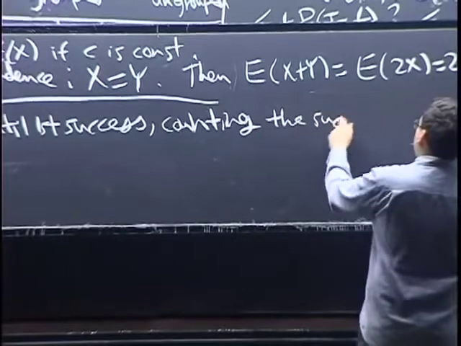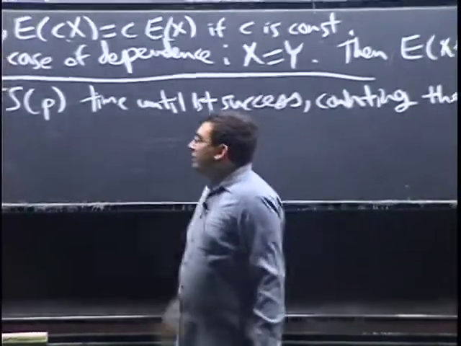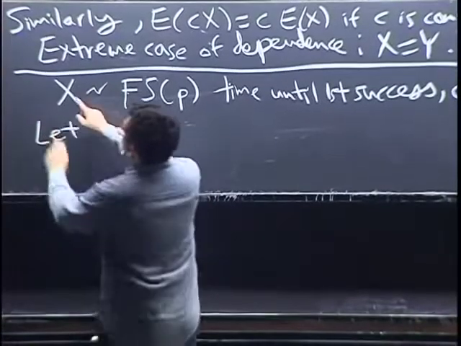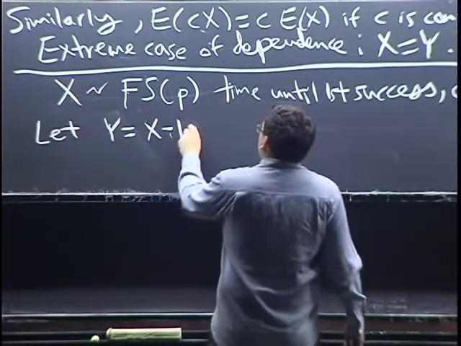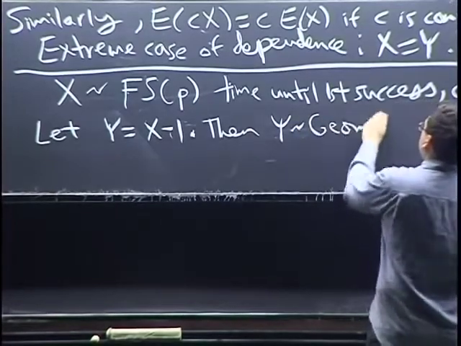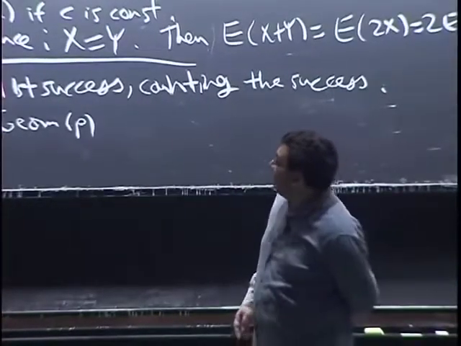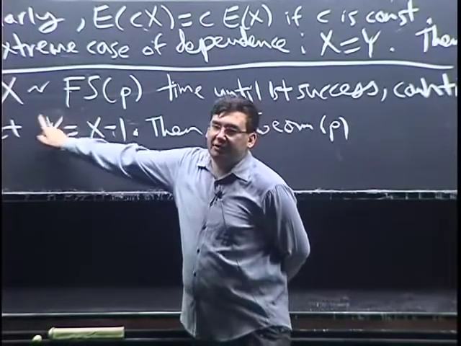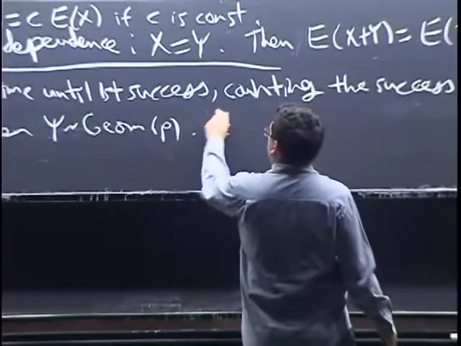That's first success. Okay? If we wanted to deal with this problem, we don't need to go through a whole new theory and everything. All we have to do is let y equal x minus 1, right? Then, by our definition, y is geometric p. I subtracted 1 just because I don't want to count the success, that's all. And so then it's easy to relate the two PMFs, right? Because if we want to know the probability that x equals something, just rewrite that in terms of y. That's very easy.